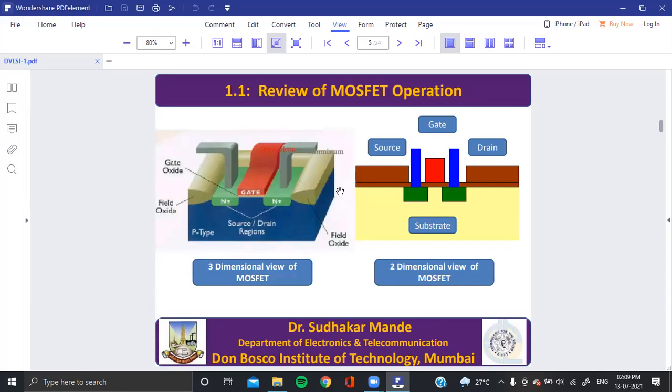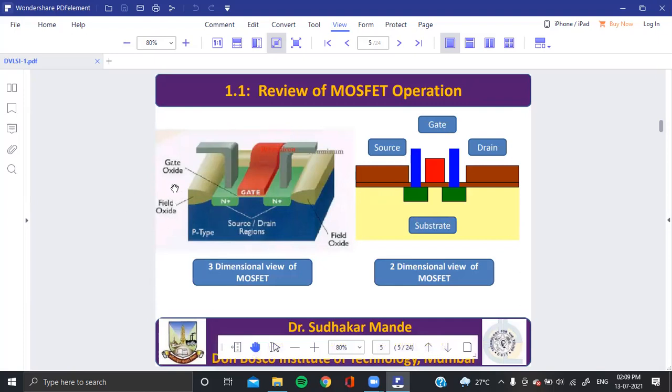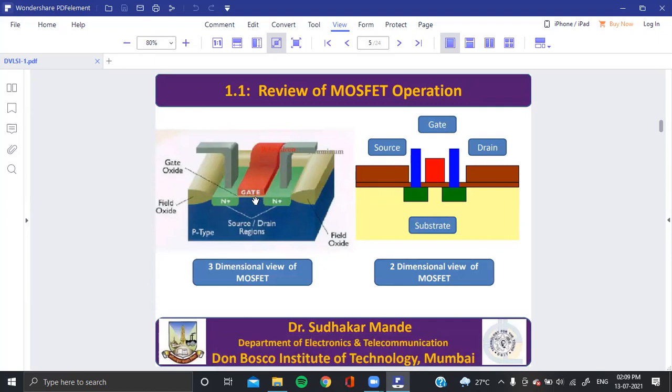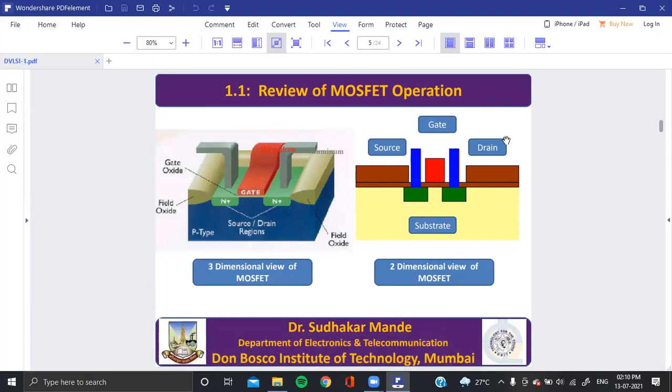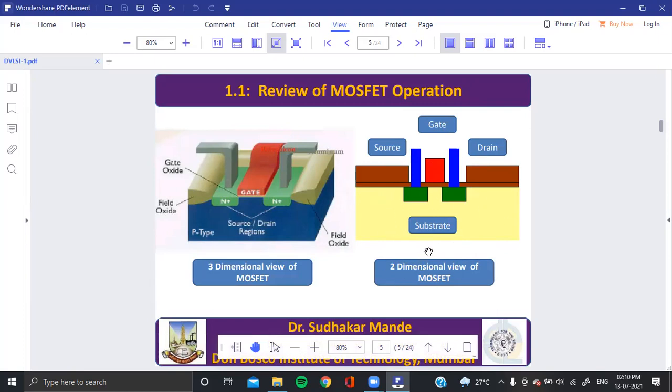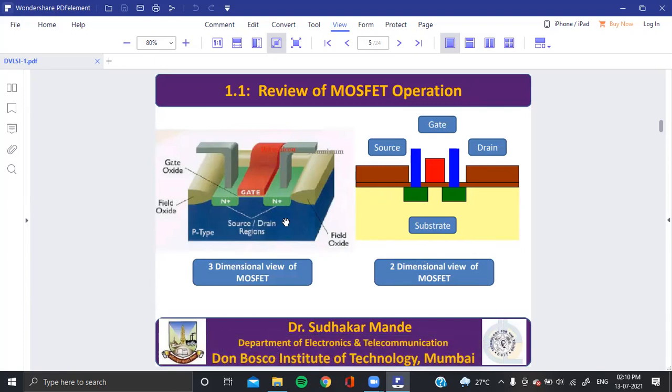Whatever you see as thick oxide is also called field oxide. And here it is called the gate oxide, the small gate oxide. This is the three-dimensional view, and here on the right-hand side you can see the two-dimensional view. Here it is the substrate, and here is also the substrate.